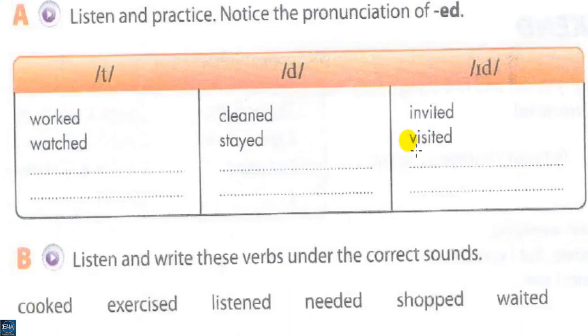Page 93. Exercise 4, Part B. Listen and write these verbs under the correct sounds. Cooked. Exercised. Listened. Needed. Shopped. Waited. Cooked, cooked. So the last letter is K. So the ed is t, cooked. So it would be here.